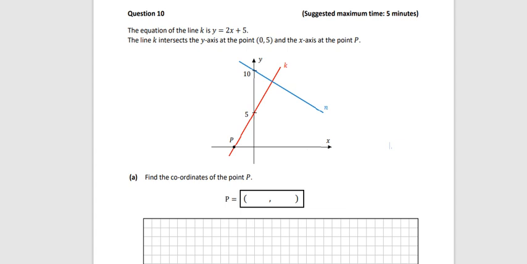So the line k is y is equal to 2x plus 5. If I let y be 0, now I can move the 5 across, it becomes a minus 5. And if I bring the 2 across and divide it, I get minus 5 over 2, which is x, so that's minus 2.5. So my x-coordinate is minus 2.5, and my y-coordinate is obviously going to be 0. So minus 2.5, 0.